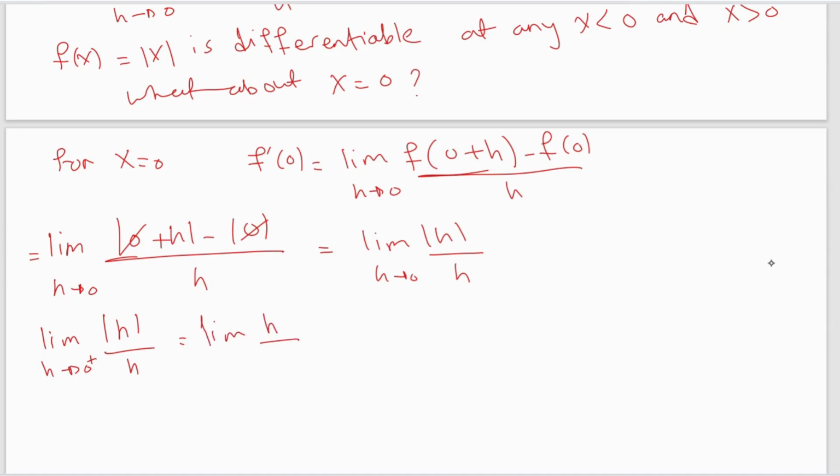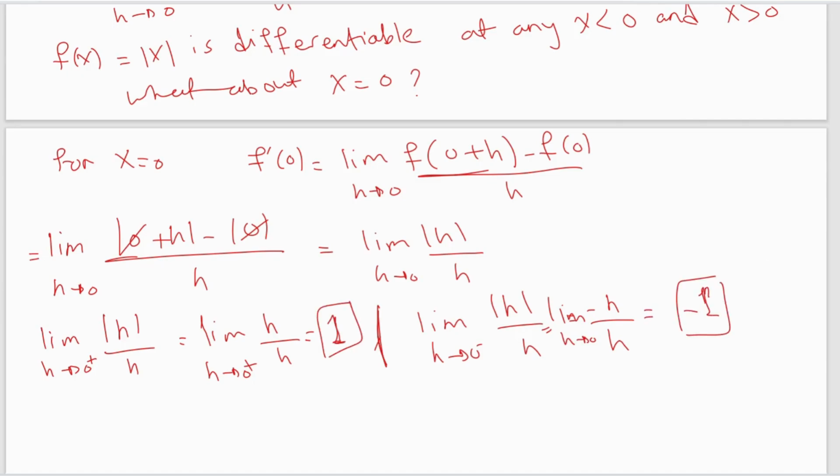The limit of the absolute value of h over h as h goes to 0 from the right will give us the limit of h over h, which is 1. And the limit of the absolute value of h over h when h goes to 0 from the left will give us the limit as h goes to 0 of minus h over h, which will give us minus 1. Since these limits are different, therefore f prime of 0 does not exist.